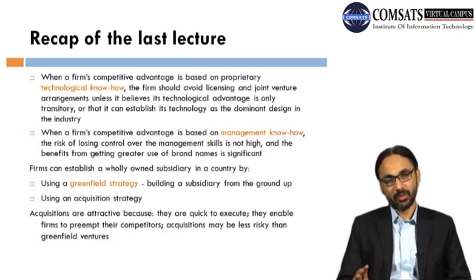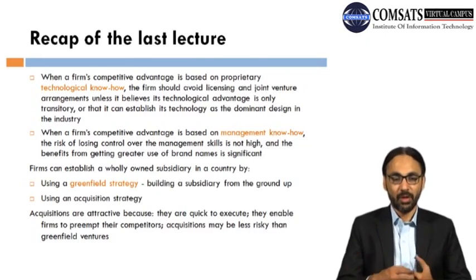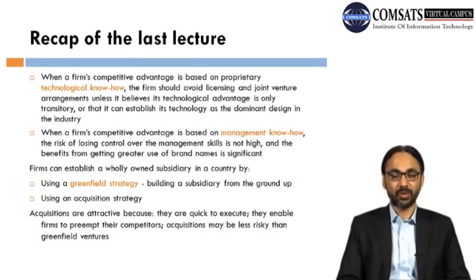Before we start talking about today's topic, first we quickly go through the main points of the last lecture. In the last lecture we discussed the firm's competitive advantage and technological know-how. We discussed that when a firm's competitive advantage is based on technological know-how, the firm should avoid licensing and joint venture agreements unless it believes its technological advantage is only transitory and that it can establish technology as a dominant design in the industry.